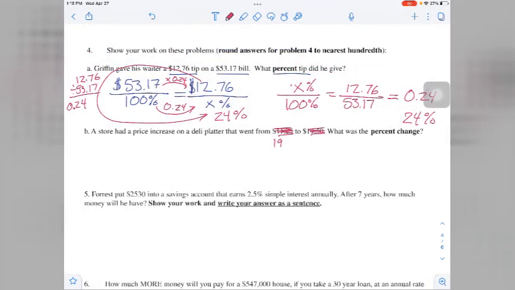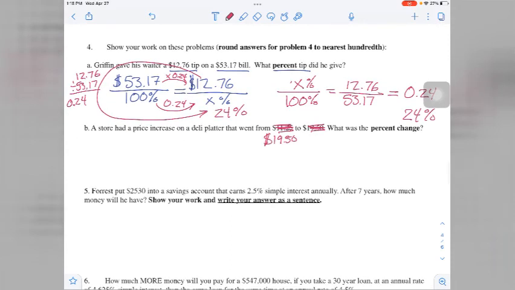Reverse them. So apparently the problem on the quiz that you guys took says you have a deli platter that started at 19.50 and it went to 11.25. And it asks, what is the percent change? So there's two ways to figure this out. One of them is to say that it started at 19.50, and in order to find out what the money change is, I subtract and I get $8.25. So this is the price change.